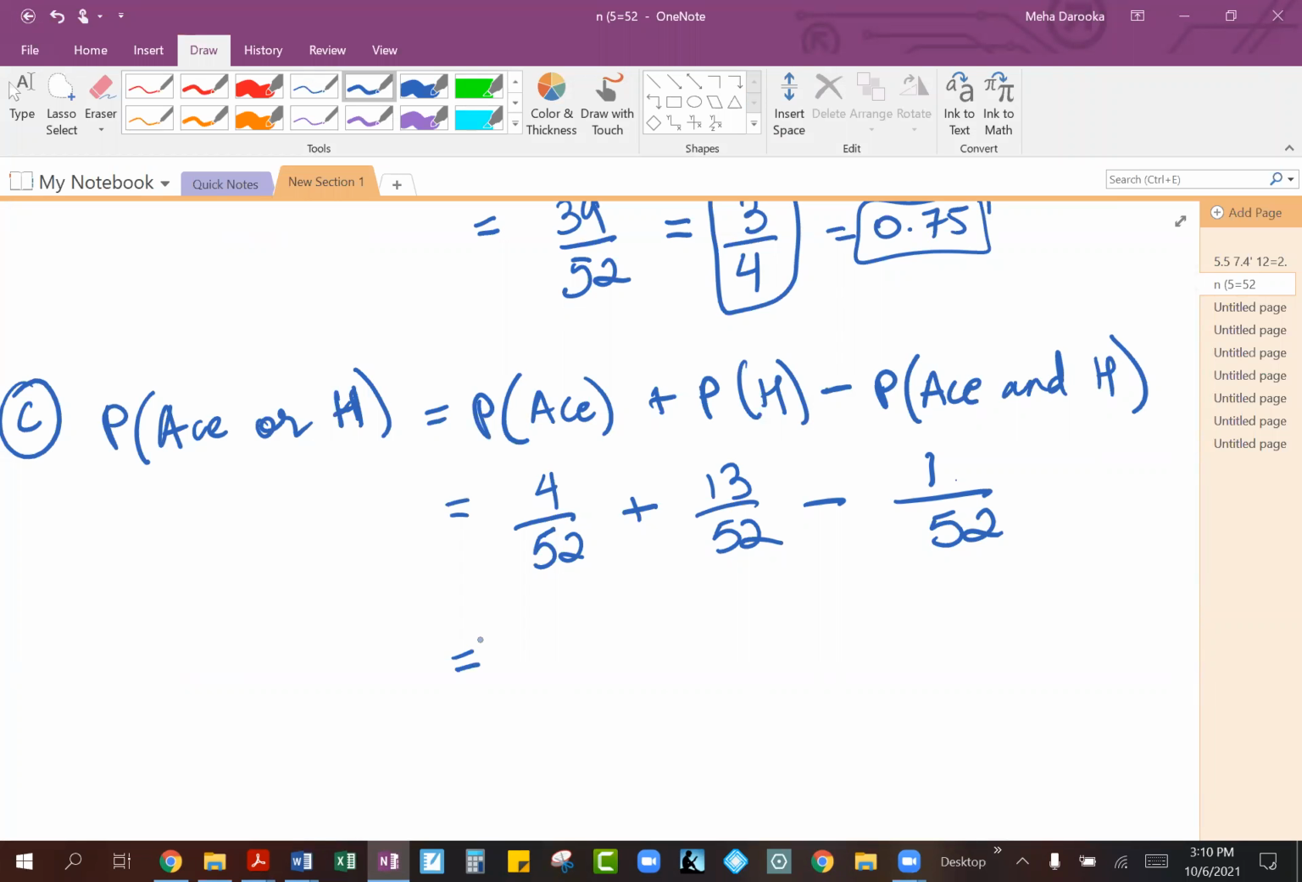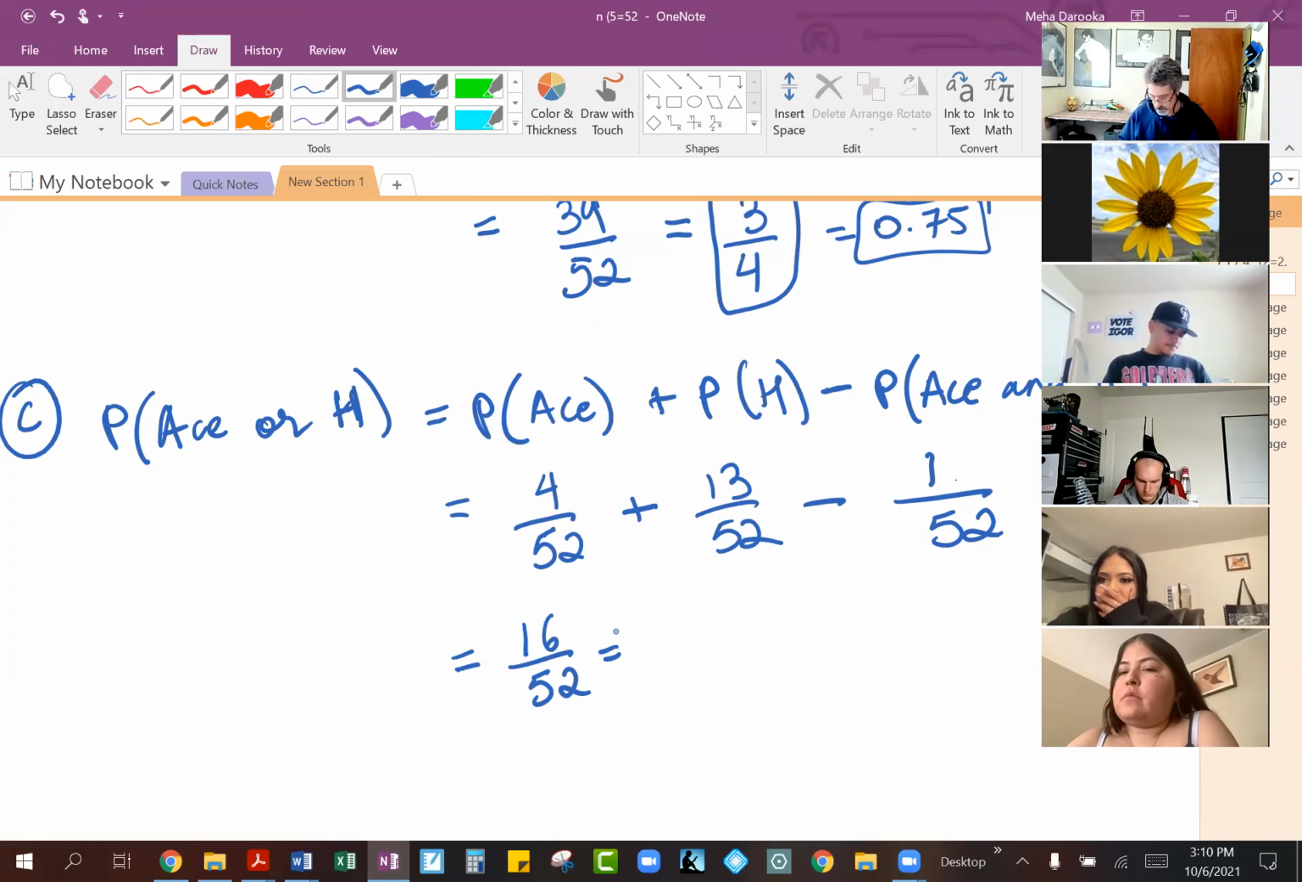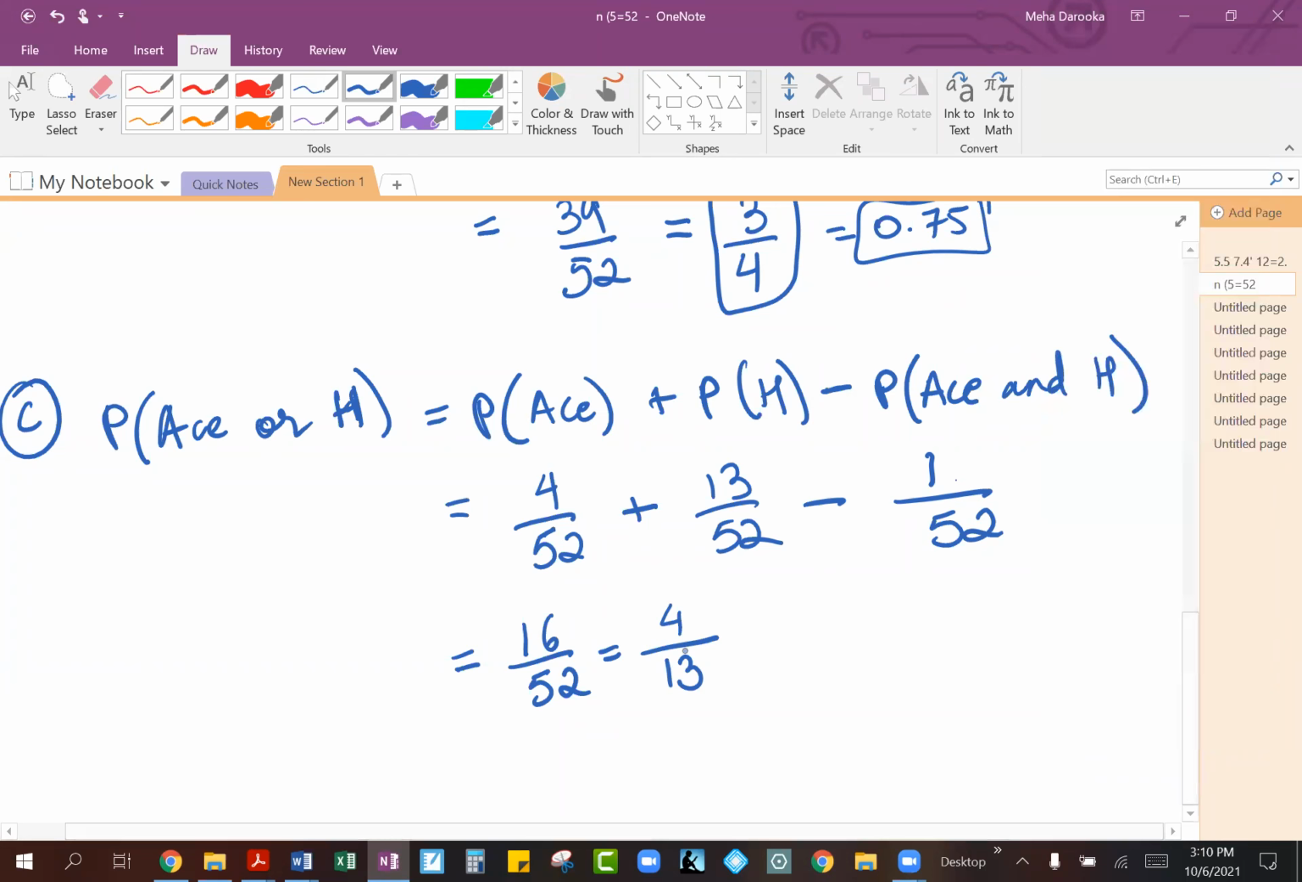$16.50. Yeah, very good. And then we will be able to reduce this down. I know you can definitely reduce it down by a 2, but can we reduce it by anything higher than that? By a 4. Yeah, by a 4. So 4 will go into 16, of course, 4 times. 4 will go into 52 13 times. So this will come out to be 4 out of 13.